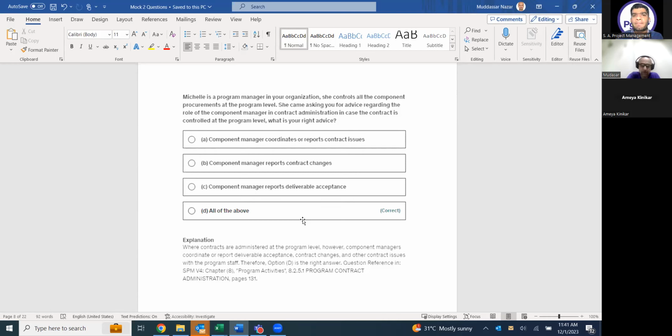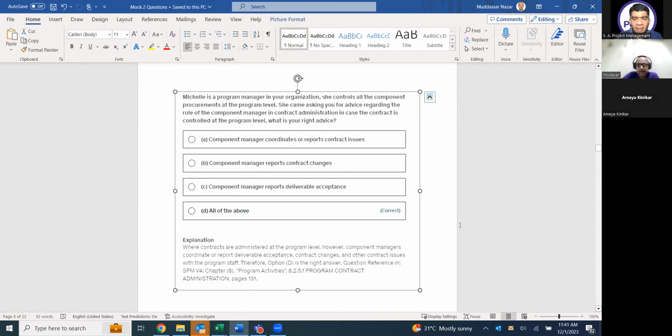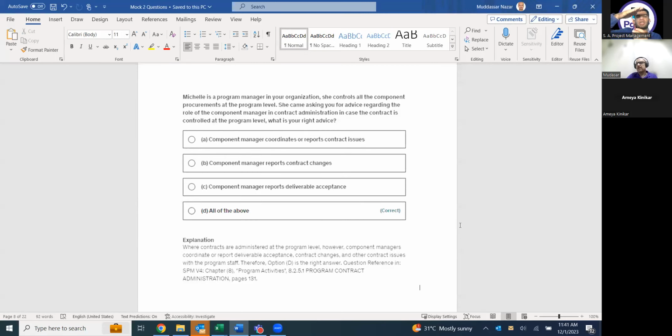I was thinking about procurement. You're right. Michelle is a program manager in your organization. She controls all the component procurements at the program level. So Michelle is at the top and she is looking after all the procurement of the components. She came asking you, meaning the program manager, for advice regarding the role of component managers in contract administration in case the contract is controlled at the program level. So she's saying that component managers, meaning project managers, are there for every project, and the contract is also for the project manager at the component level. So what is your right advice?